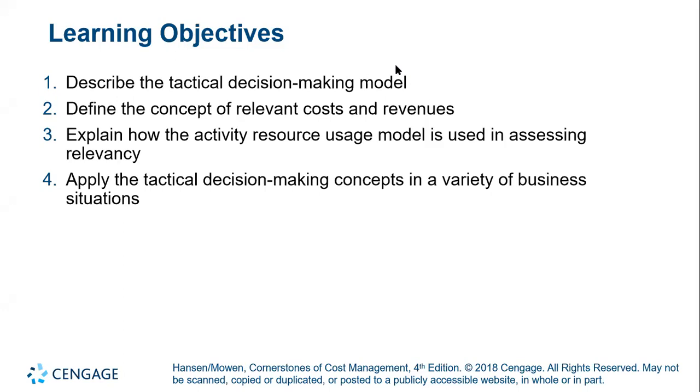Okay, let's take up chapter 3. Let's begin with the learning objectives. Number 1, describe the tactical decision-making model. Define the concept of relevant costs and revenues. Explain how the activity resource usage model is used in assessing relevancy, and apply the tactical decision-making concepts in a variety of business situations.